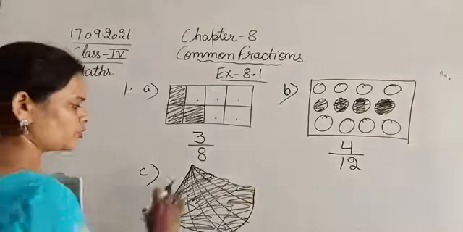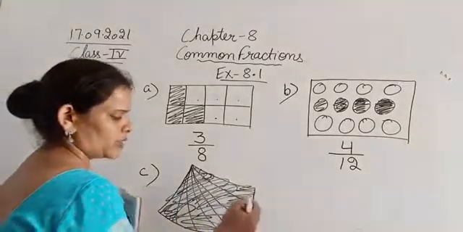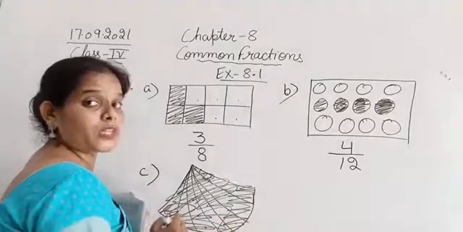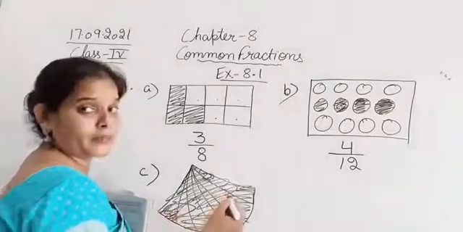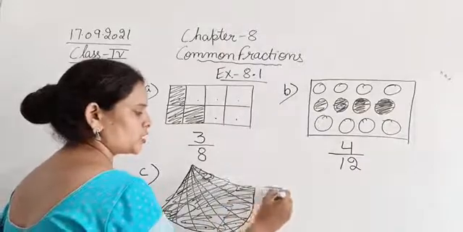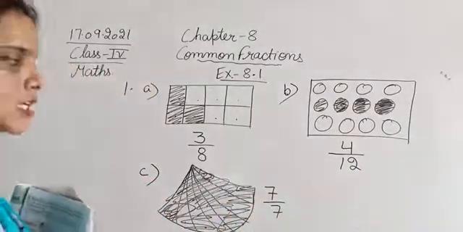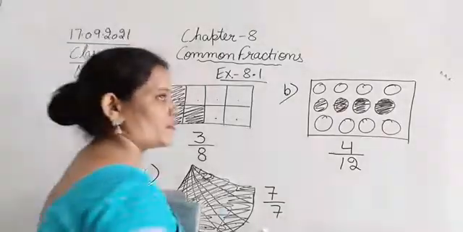So देखिए, out of this, basically कितने parts divided are 1, 2, 3, 4, 5, 6, 7. So this figure is divided into 7 parts and all the 7 parts are shaded. So the fraction of the shaded part is 7 upon 7.